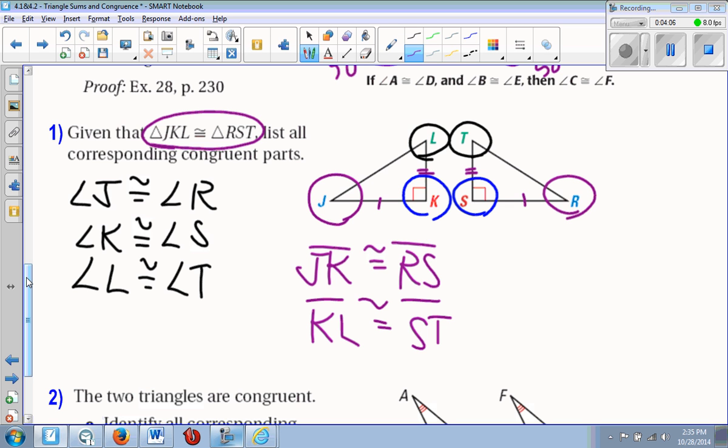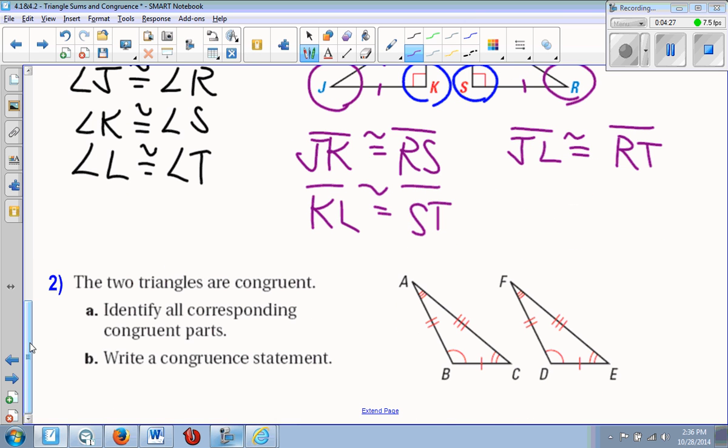And the same thing with JL and RT. If you look at J and L, they go first and last in their congruent statement. R and T go first and last in the congruent statement. Therefore, side length JL and side length RT would be considered congruent, and their corresponding parts.